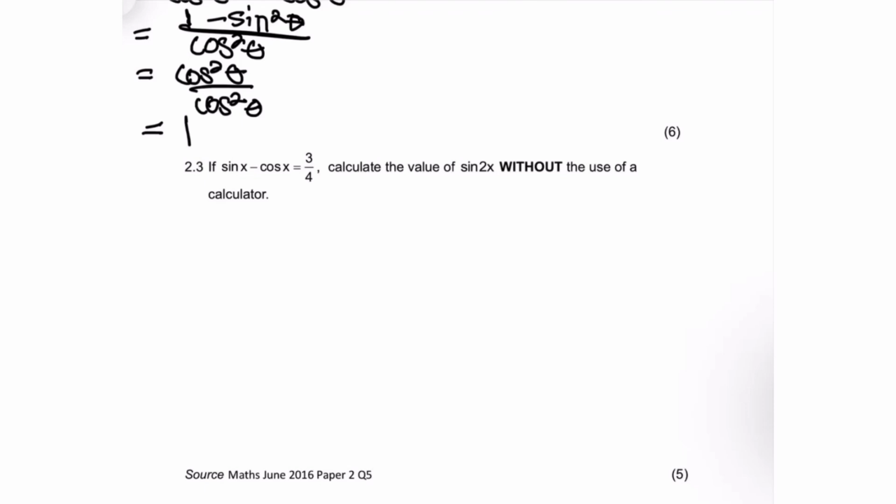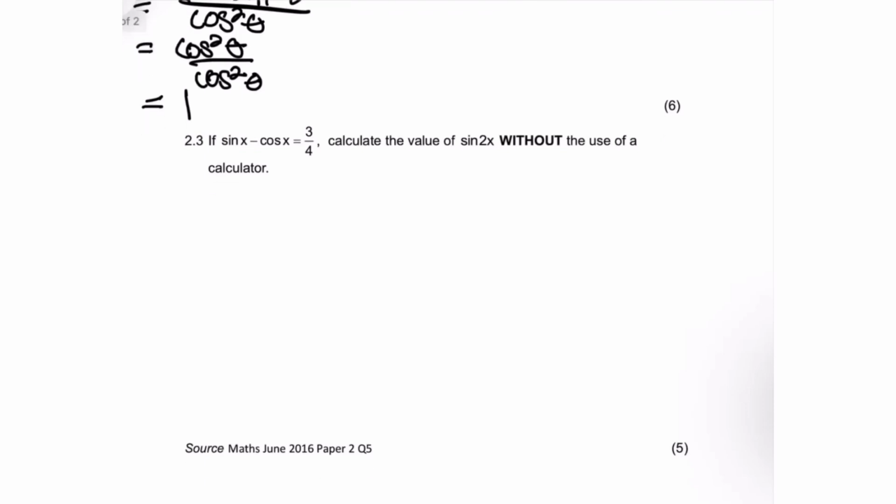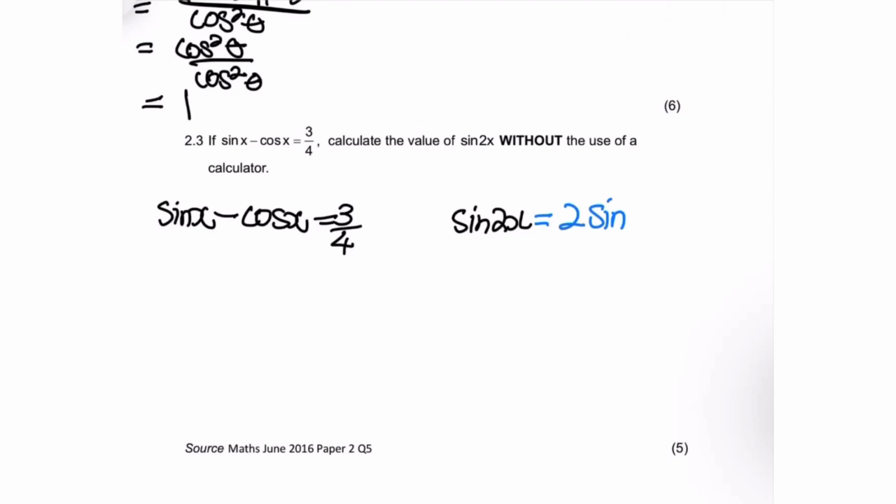So what we then do is we write down the information that we have. We are given that sine x minus cos x is equal to 3 over 4, right? And we are also told to find the value of sine 2x. So what you do is make use of the knowledge that you have based on the information that you're given. You know that sine 2x is actually a double angle, which becomes 2 sine x times cos x.